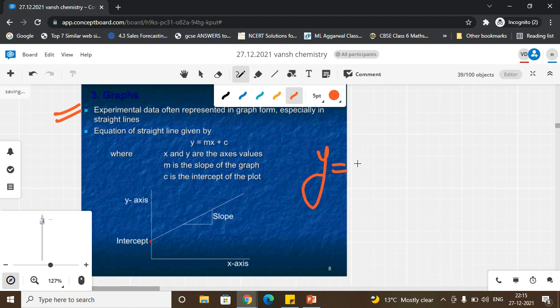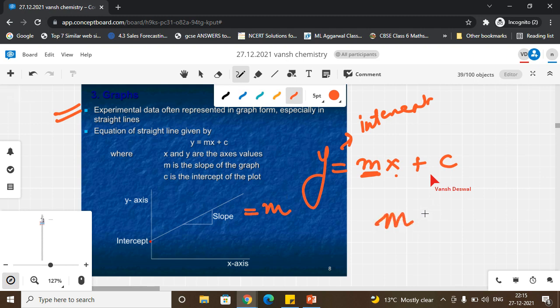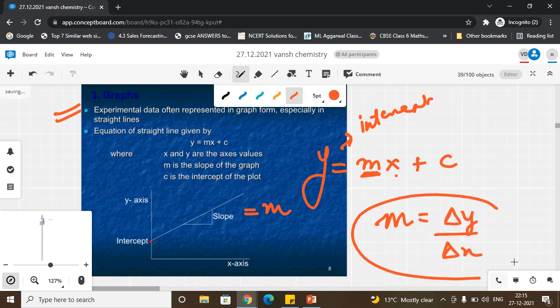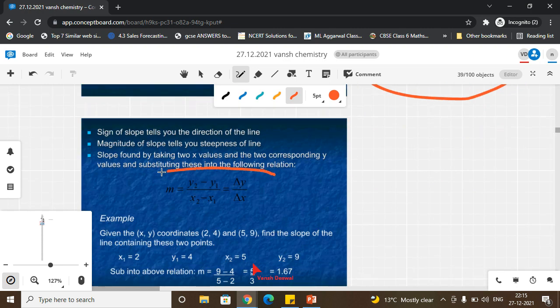Now we know y is equal to mx plus c, where c is the y-intercept, and m is the slope. Many a times, if they ask you what is the slope, it is change of y upon change of x. Always remember this formula. It is also written as y2 minus y1 upon x2 minus x1.